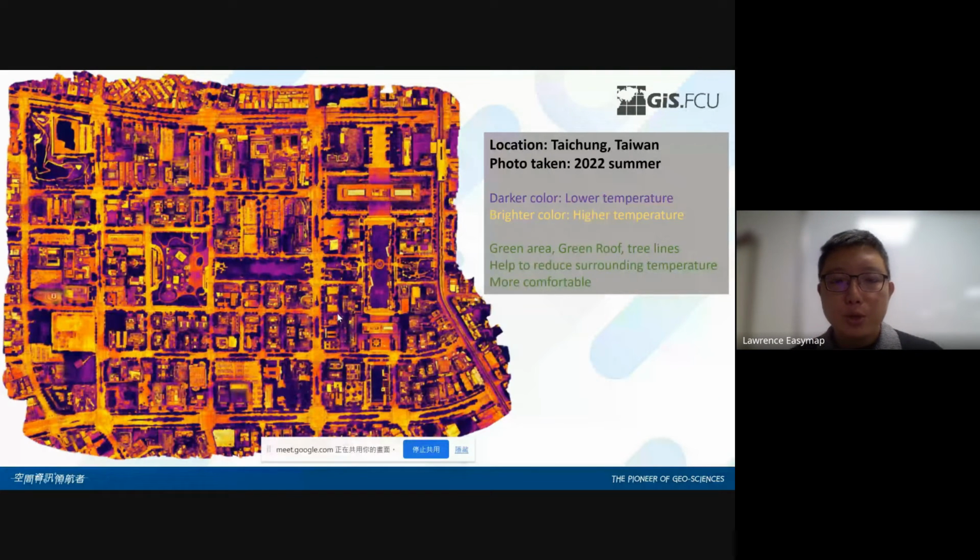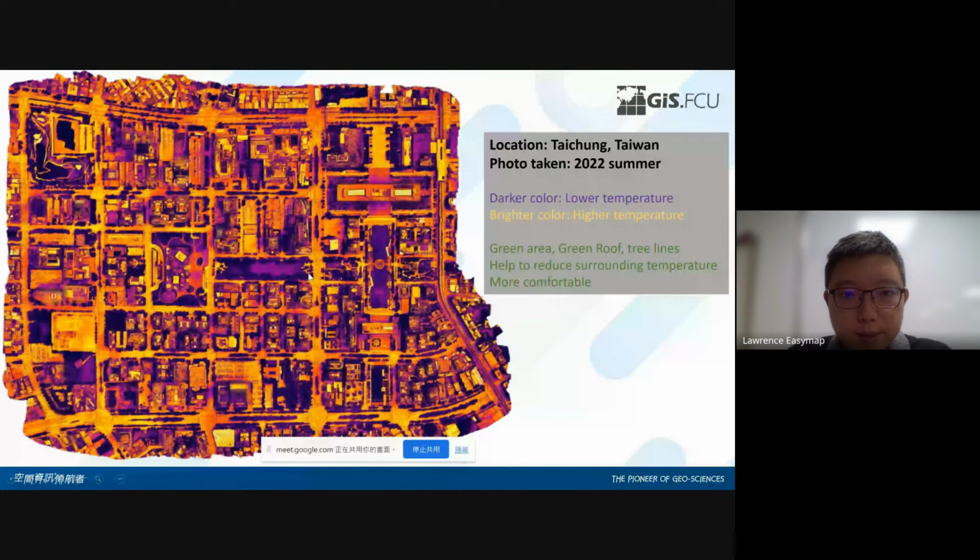Okay, so for this image, actually I took it in Taichung City in year 2022 during the summertime. It's just like some puzzle, some Lego, but in fact, this is Taichung City. It's quite amazing. And so what can you tell from this image? You can see some different colors. Can you see my cursor here?